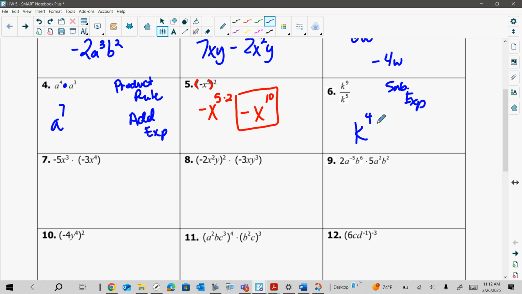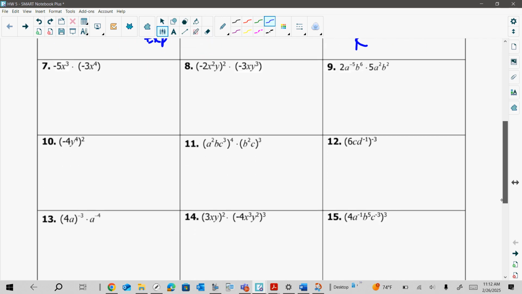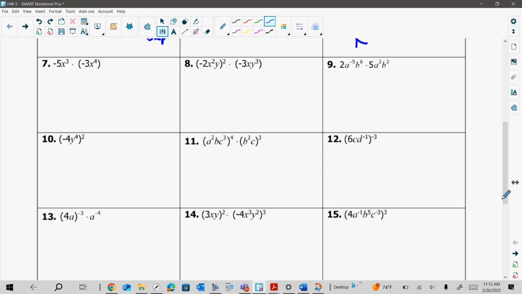Now, look at 7. Yes, here we do have coefficients, so we have to remember to multiply your coefficients together. Then you add your exponents. 3 plus 4. Yes. 15x to the 7th power.